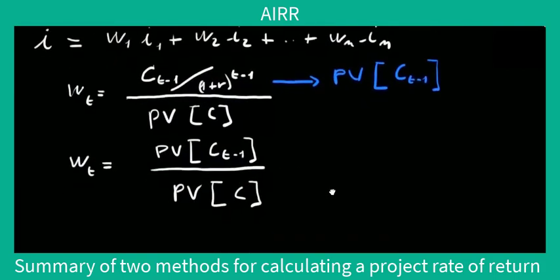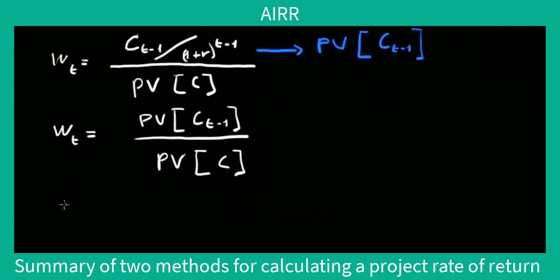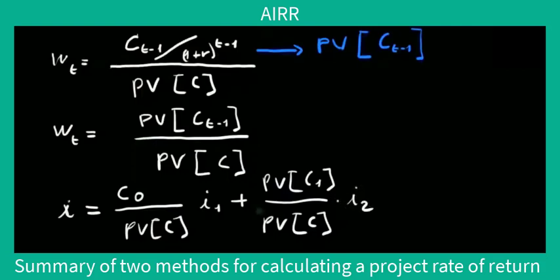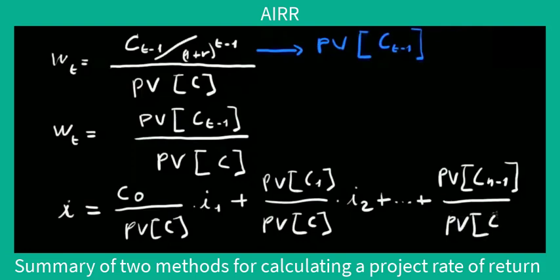So we have seen that we can write the AIRR as C0, which is the present value of C0, it's the same, divided by PV of C, multiplied by the first holding period rate, plus the present value of C1 divided by the present value of total capital, multiplied by the second holding period rate, and so on until the last one, which is the present value of C of n minus 1 divided by the total capital, PV of C, which multiplies the last holding period rate.